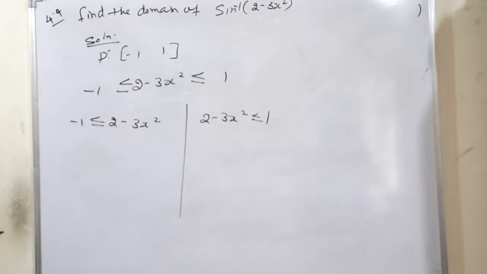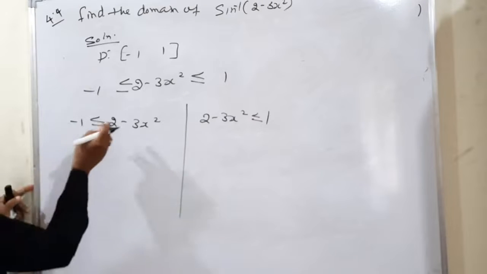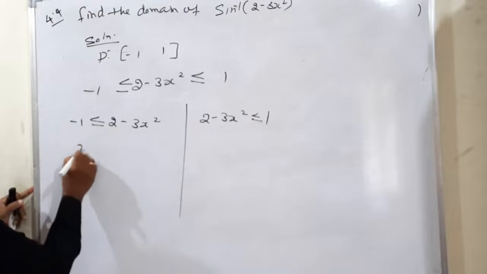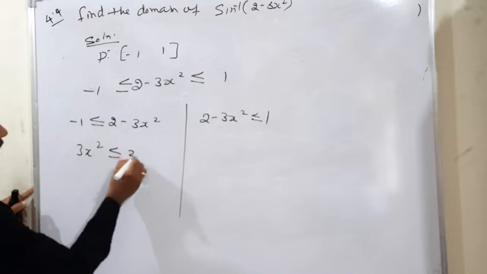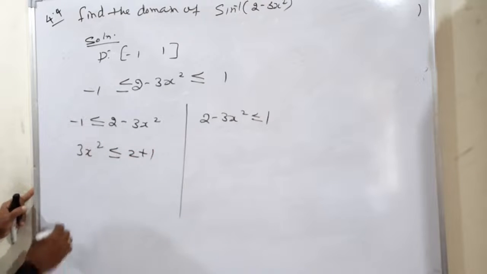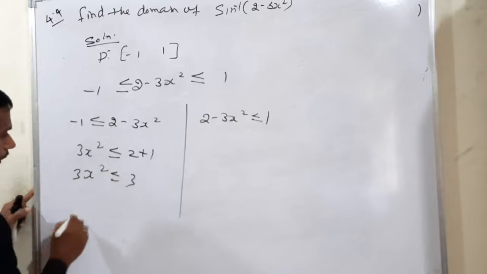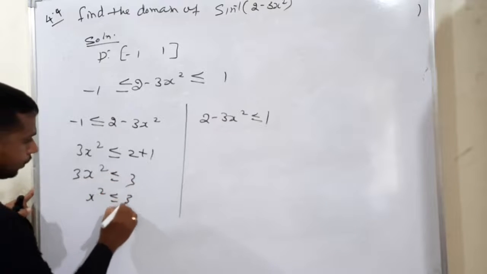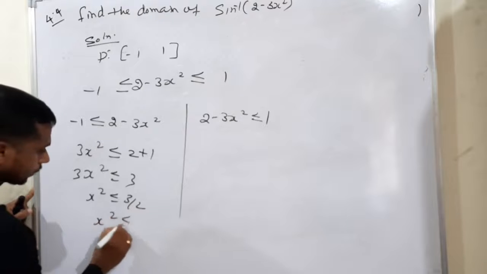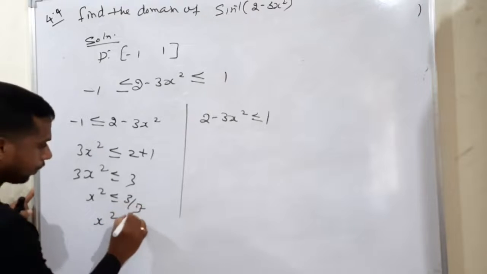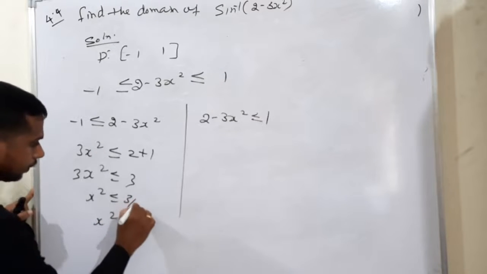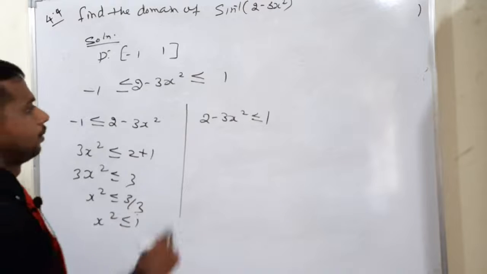What will happen? Bring the 2 to the opposite side: positive 3x square less than or equal to minus 1, bring it to the opposite side means positive 1. Therefore 3x square less than or equal to 3. Therefore x square less than or equal to 3 by 3, which means x square less than or equal to positive 1, isn't it? Positive 1. Second case.